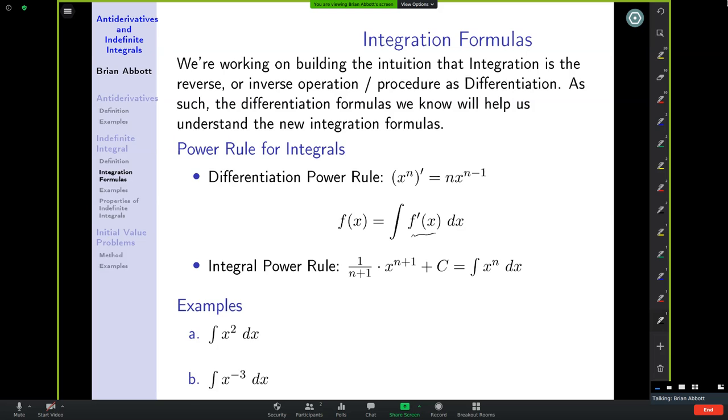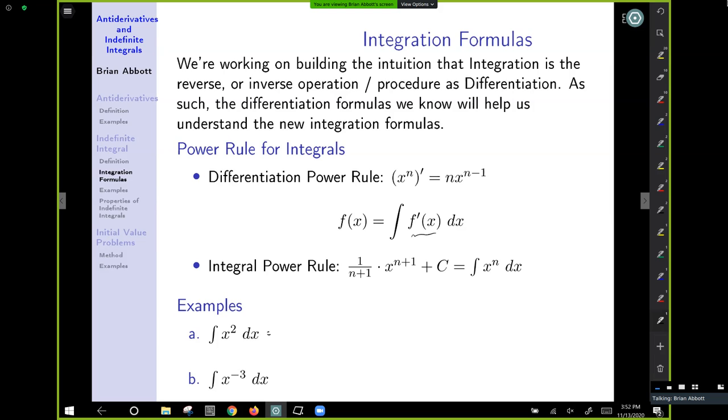We're going to go ahead and check this a few times. So, just recklessly following the formula here, in this case n equals 2, we would have 1 over 2 plus 1 times x raised to the 2 plus 1 power plus your c. Don't forget your c for an indefinite integral. There are always an infinite number of possibilities here. That's 1 over 3 times x to the third plus c. This expression has the integrand x squared as its derivative. Is that true? We'll check it.